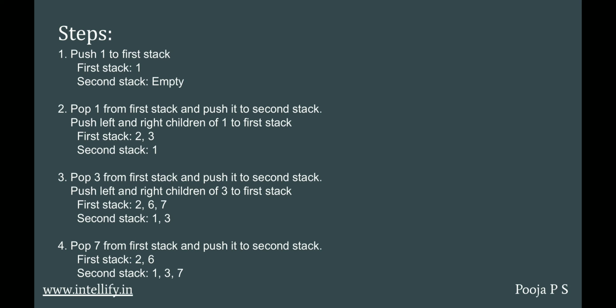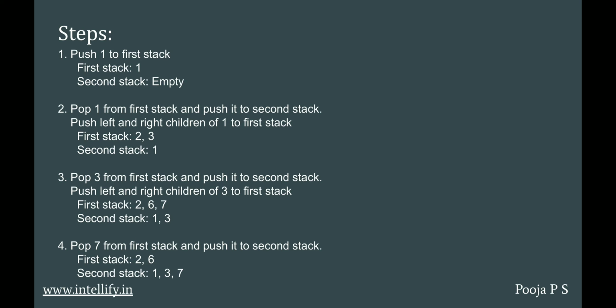Push the left and right children of 1 to the first stack. Now the first stack becomes 2 and 3, and the second stack contains 1. In the third step we pop the 3 that is in the first stack and push it to the second stack, and we also push the left and right children of 3 to the first stack. Now the first stack contains 2, 6, 7 and the second stack contains 1 and 3.